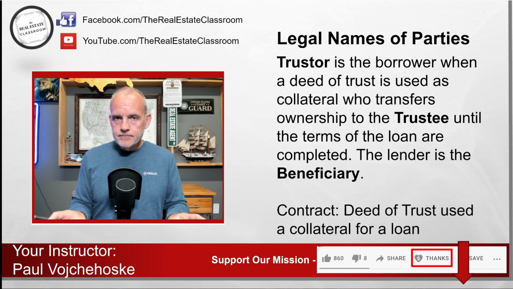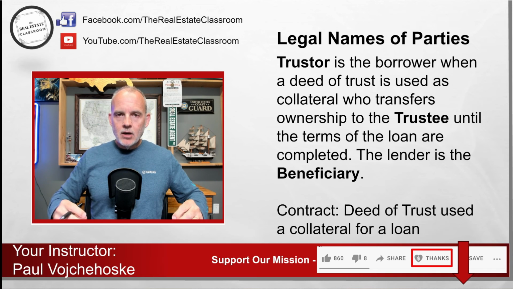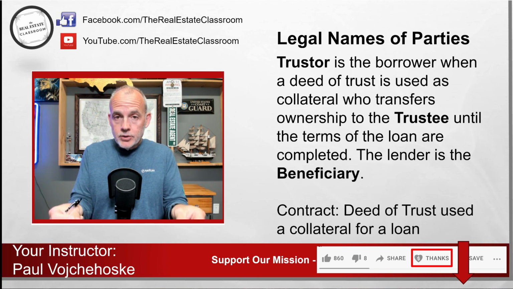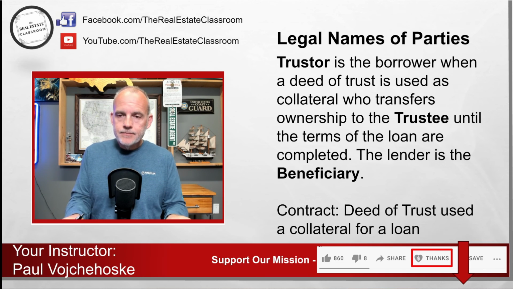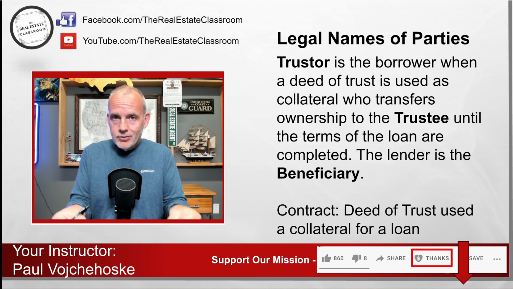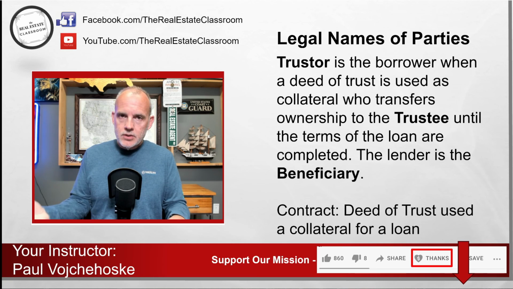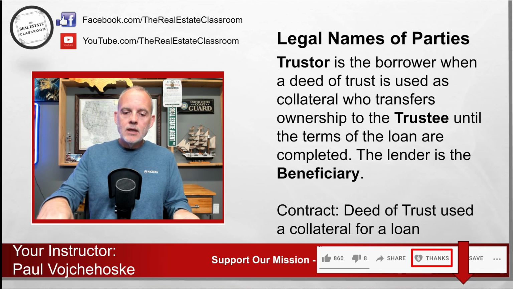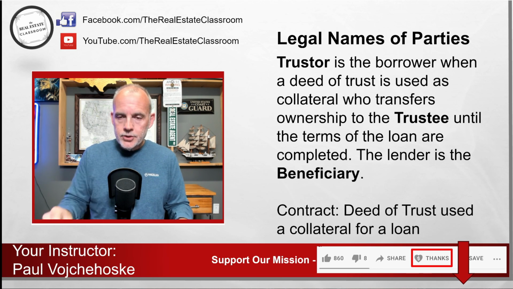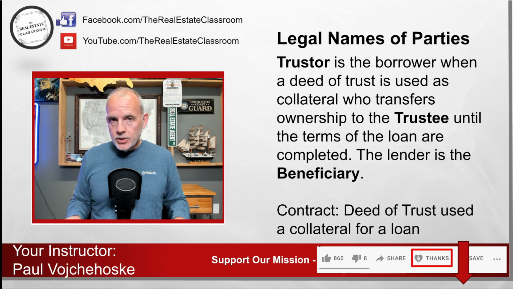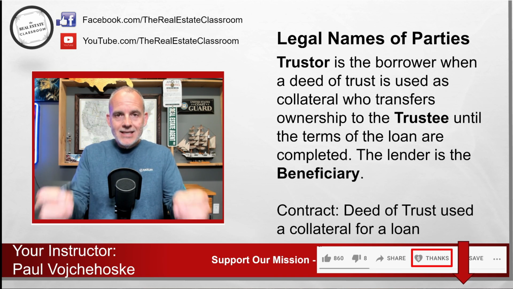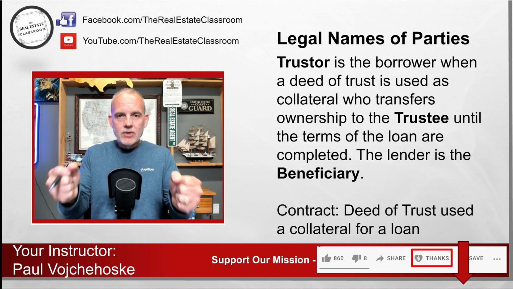So the borrower is called the trustor. And the reason is because they are giving their legal right of ownership, their legal title, and they're actually technically putting it into a trust. And then they are authorizing a trustee, which is a disinterested third party, who now is the custodian of that trust. And they manage that ownership for the lender. And the lender is known as the beneficiary. So the trustor is giving legal title and the trustee is receiving it.